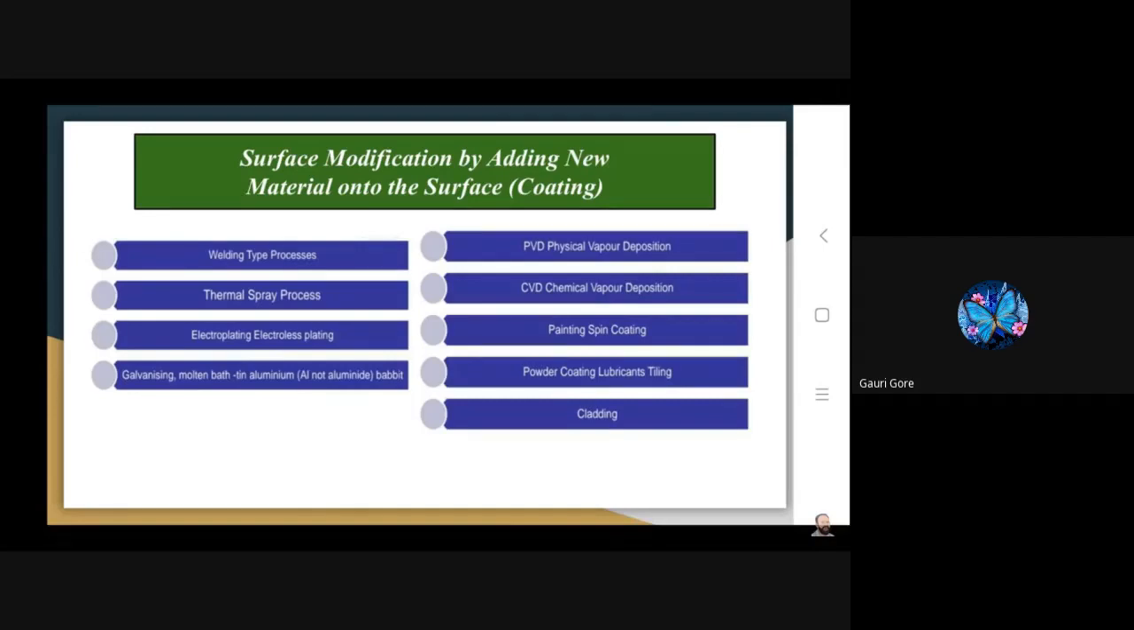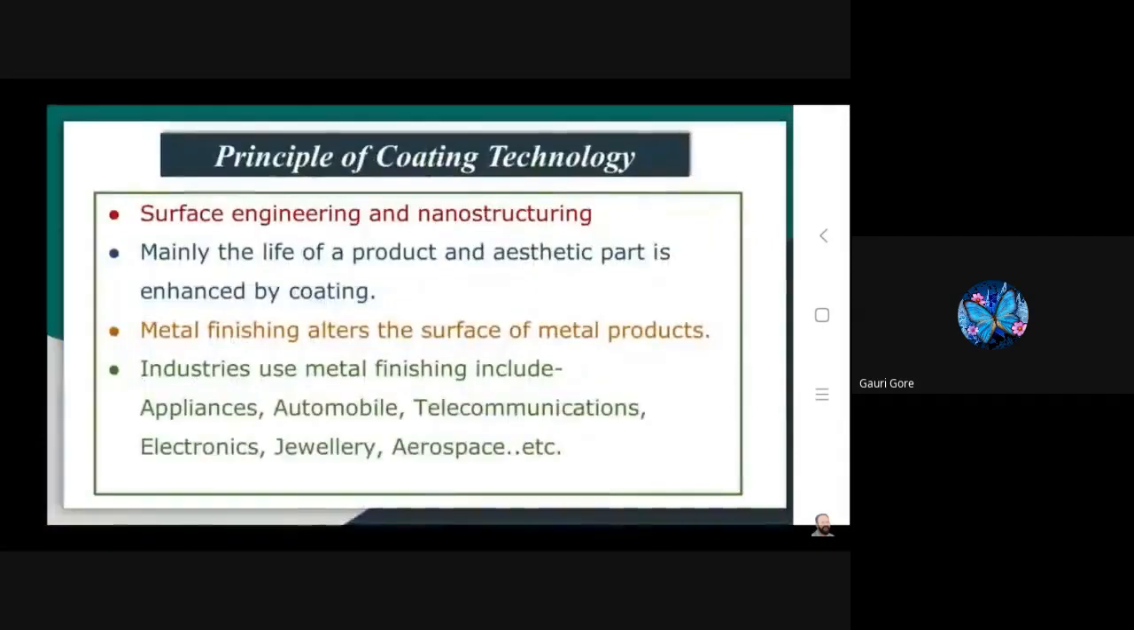Also electroplating is there, and the advanced coating technology involves PVD, that is physical vapor deposition, chemical vapor deposition, then painting and powder coating, and the cladding part also belongs to the advanced coating. Okay, now let us discuss the principle of coating technology.